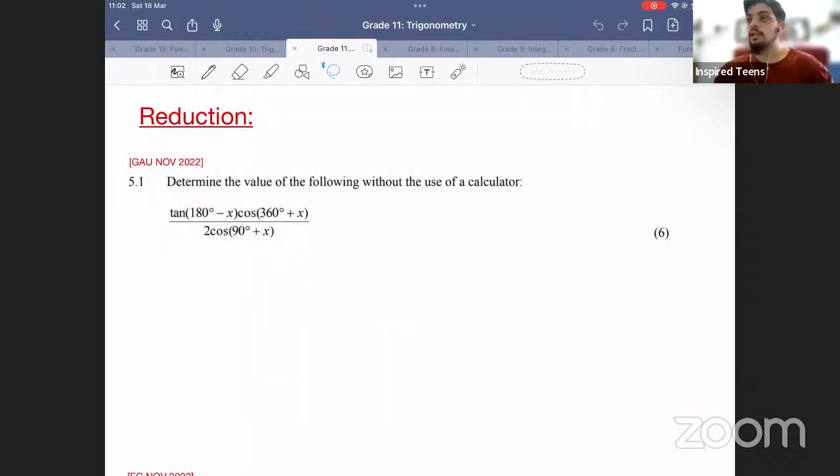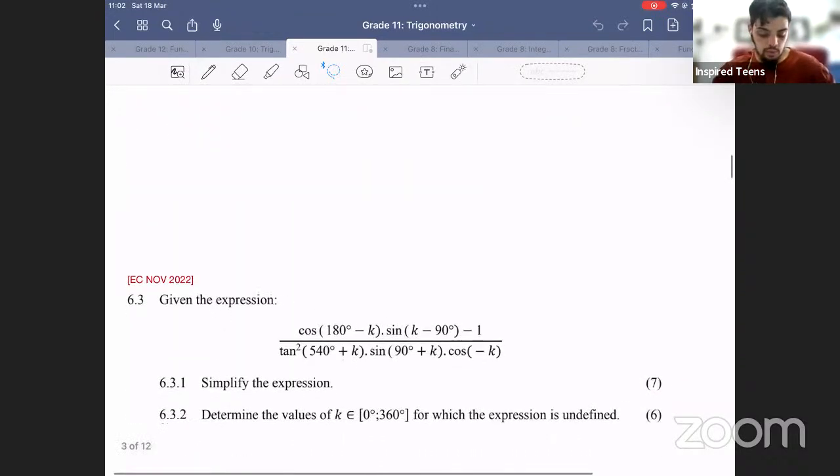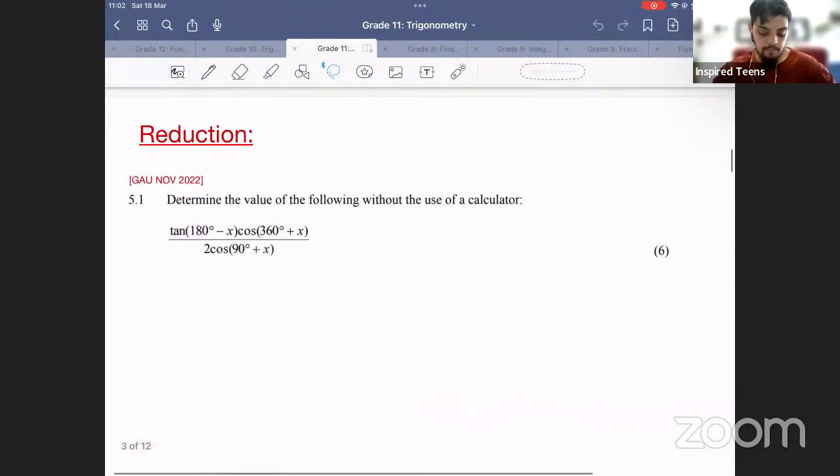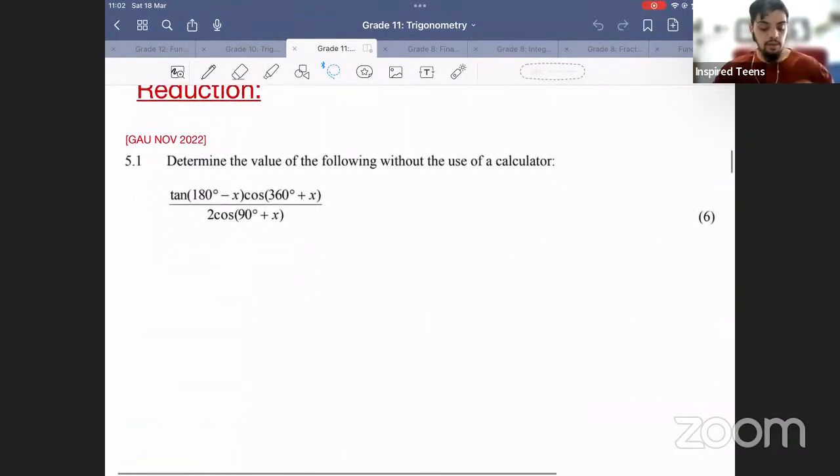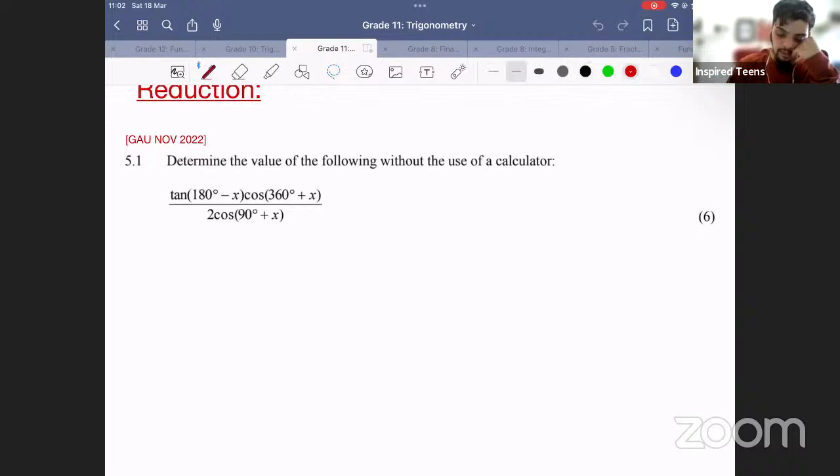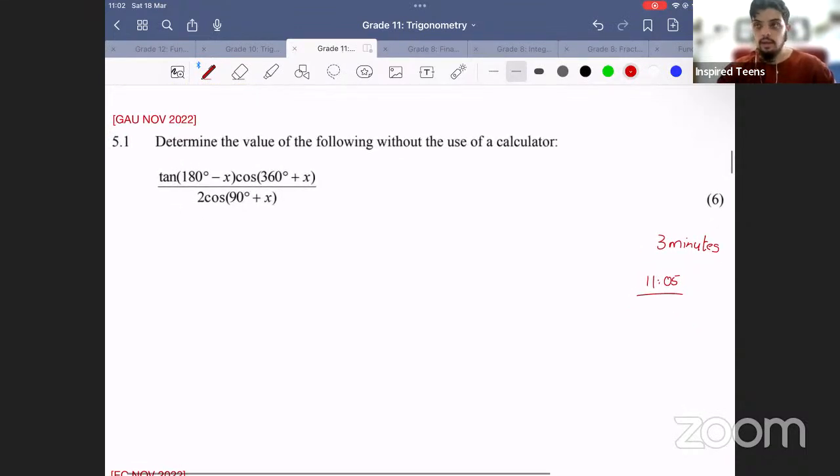Actually, I want you guys to attempt it. I'm going to give you guys 3 minutes, so at 11:05 or so we'll do it together. Take out a pen or paper and attempt this question, and we'll take it from there. We'll go through it when you guys are done.